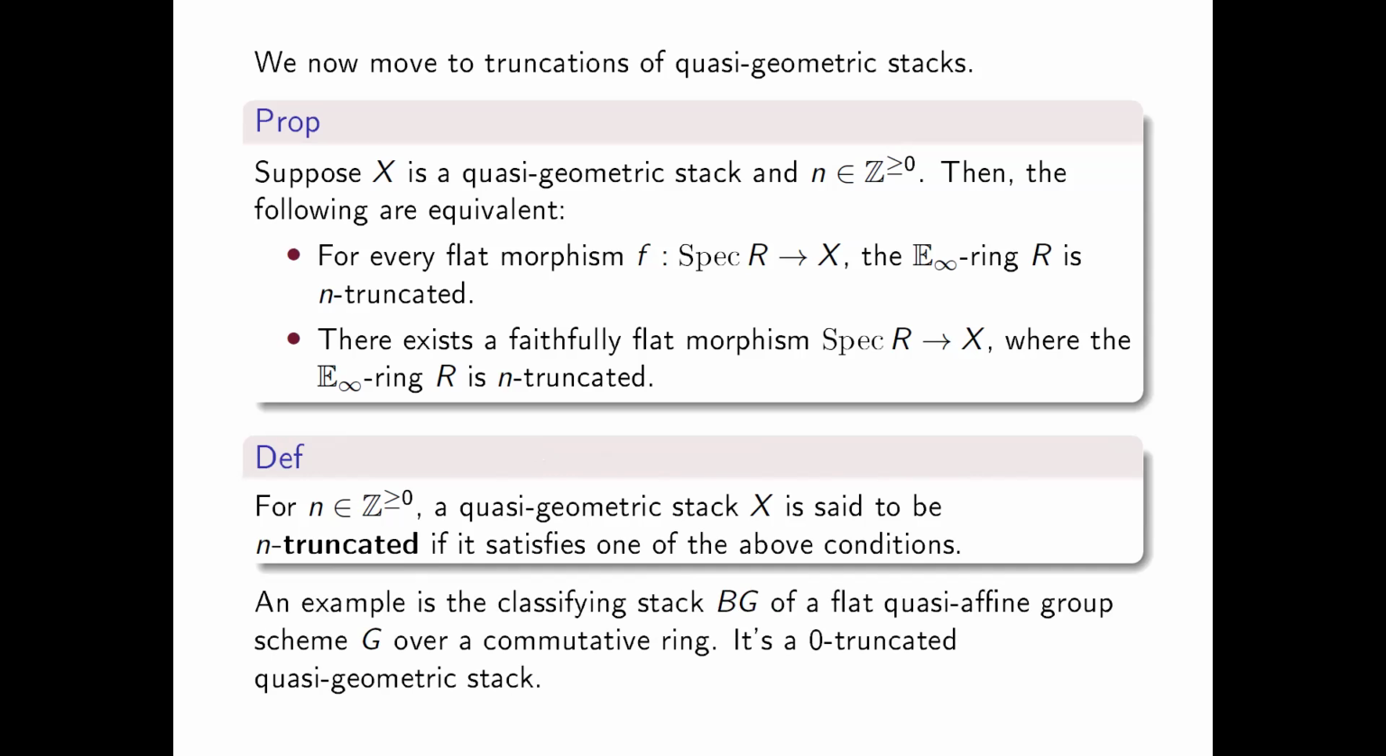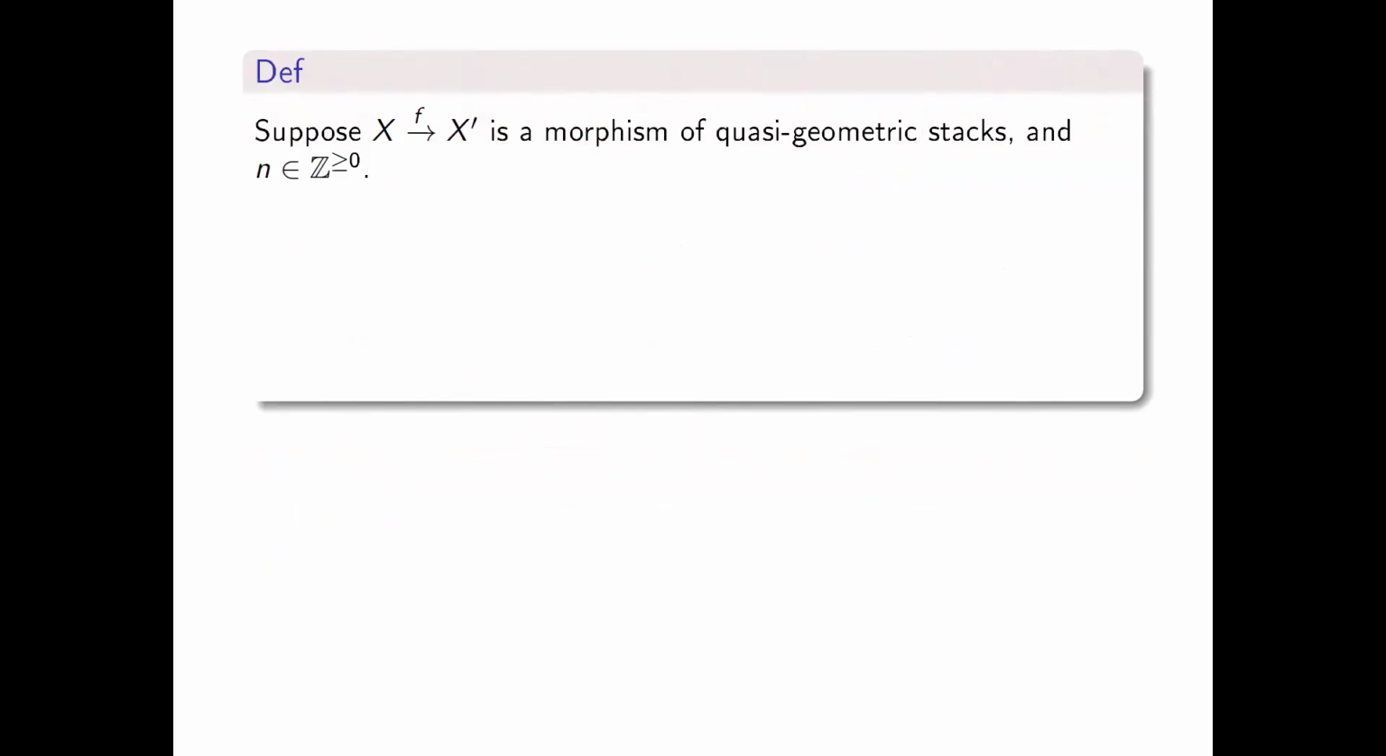An example is the classifying stack of a flat quasi-affine group scheme G over some commutative ring, say R. It's an example of a zero-truncated quasi-geometric stack.